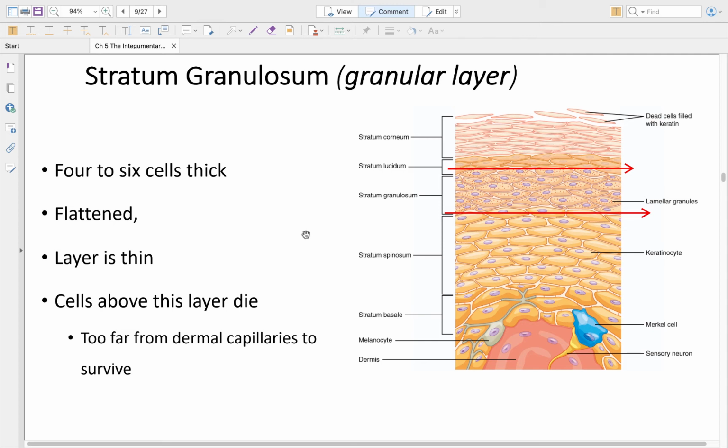This is a thinner layer, and ultimately anything above this layer is technically dead. So it's just too far away from all of the vascular tissue, which vascular tissue is way down here in the dermis. So the vascular tissue can supply enough nutrients to where it'll reach the first three layers. After that, everything above that, lucidum, corneum, they're dead.